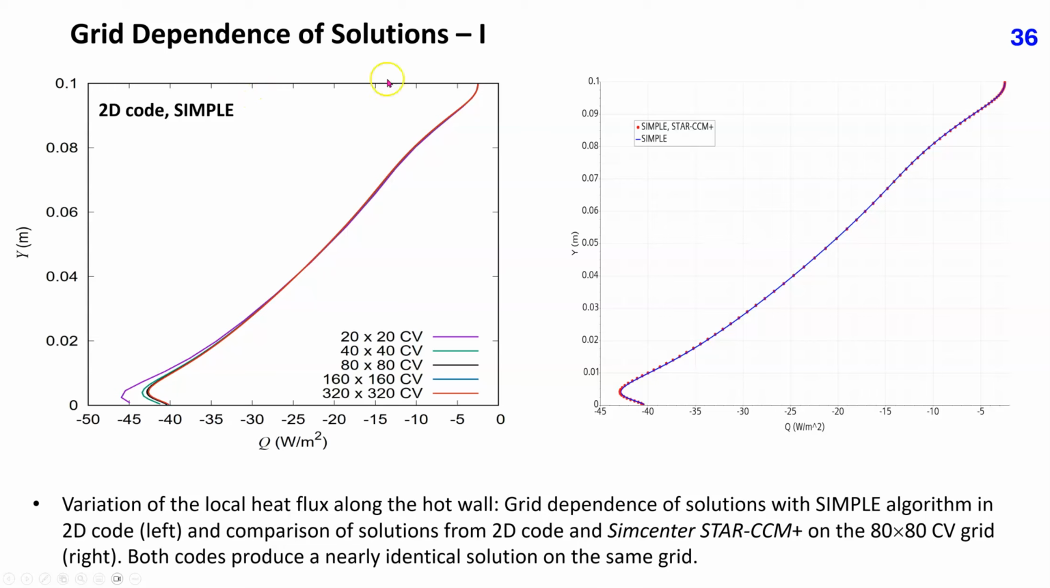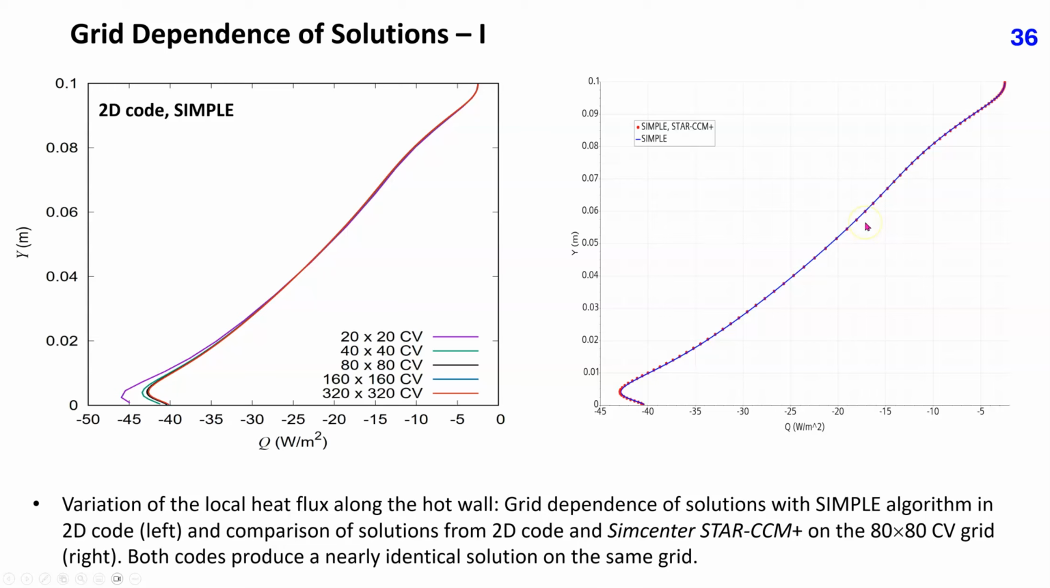The plot on the left shows the variation of the computed local heat flux along the hot wall for all 5 grids when 2D code with SIMPLE algorithm is used. Only at the bottom left corner of the cavity, where the cold fluid first meets the hot wall, the 2 coarsest grids overpredict the local heat transfer rate. Elsewhere, and for all finer grids than 80 by 80 cells, the lines fall practically on top of each other, indicating low grid dependence of solutions.